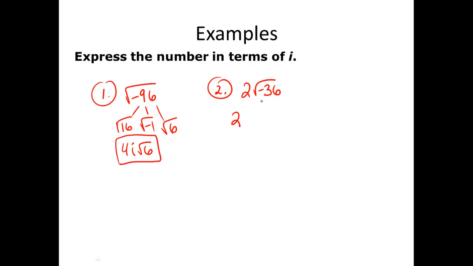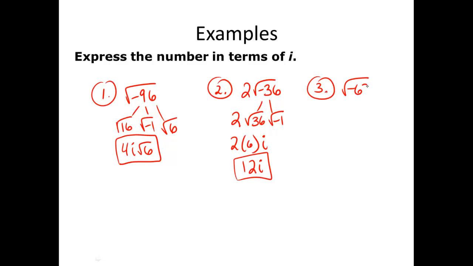All right, the 2 is going to stay. Factors of 36, well, 36 is a perfect square, so we can do these two. Then we get 2 times 6i, which is 12i. There we go. And number 3, let's do the square root of negative 63. Let's think of the perfect squares that go into 63. 4, oh, how about 9? Yep, 9's going to work. So we have 9 times negative 1 times 7, which gives us 3i root 7.